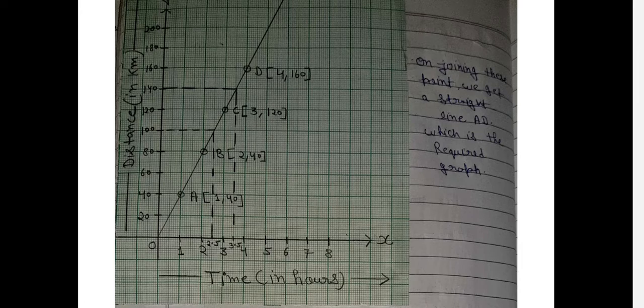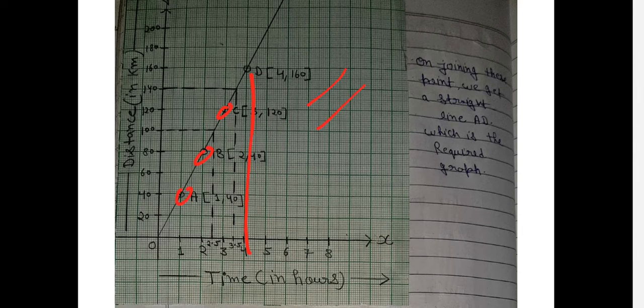Now the third point is (3, 120). Come on the value of 3 and move up to 120. Next, the point is (4, 160). Come on the 4 and move up to 160. It becomes (4, 160).